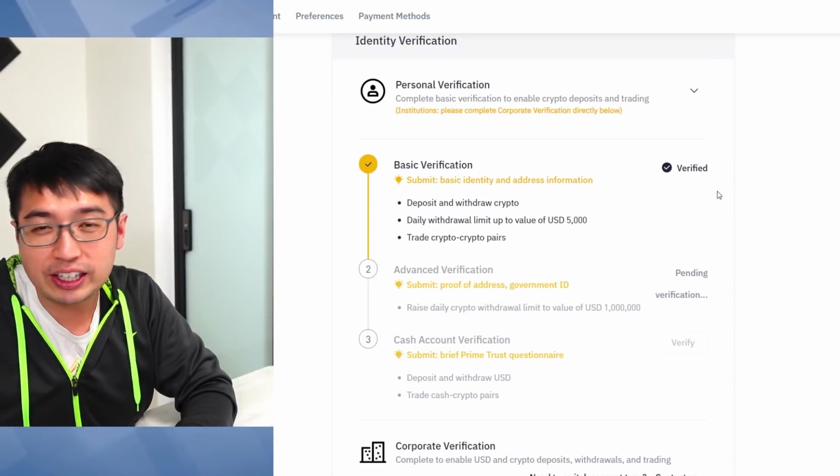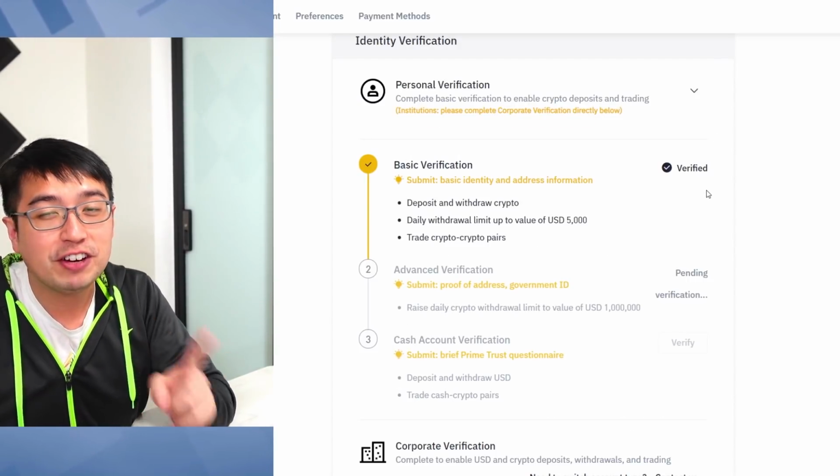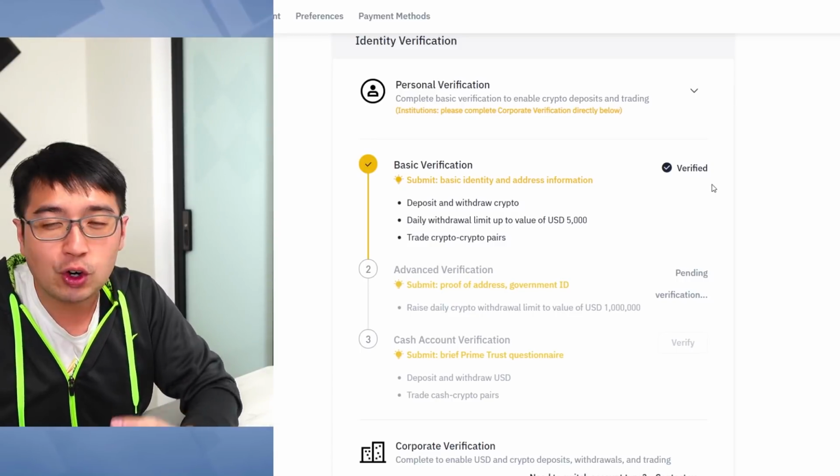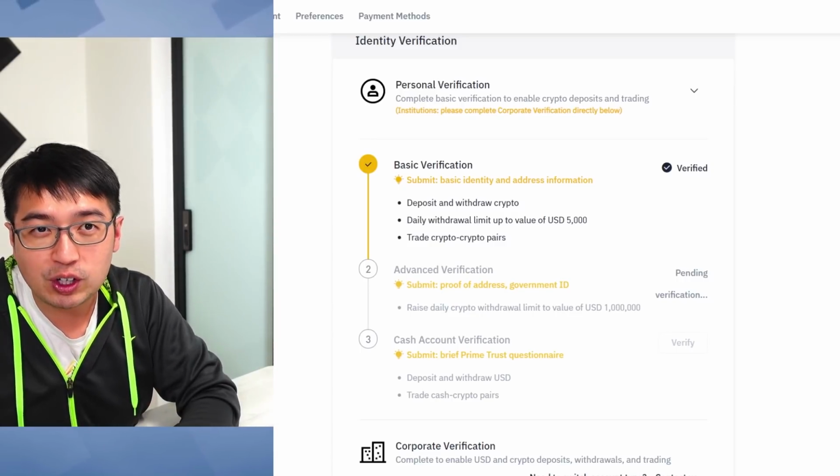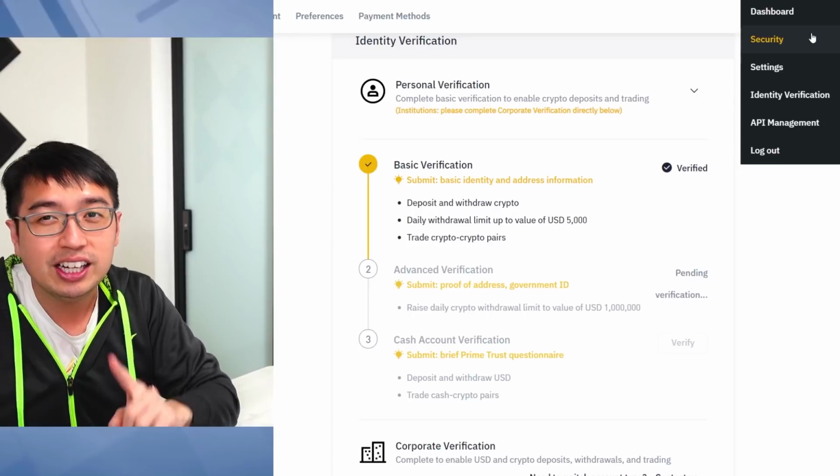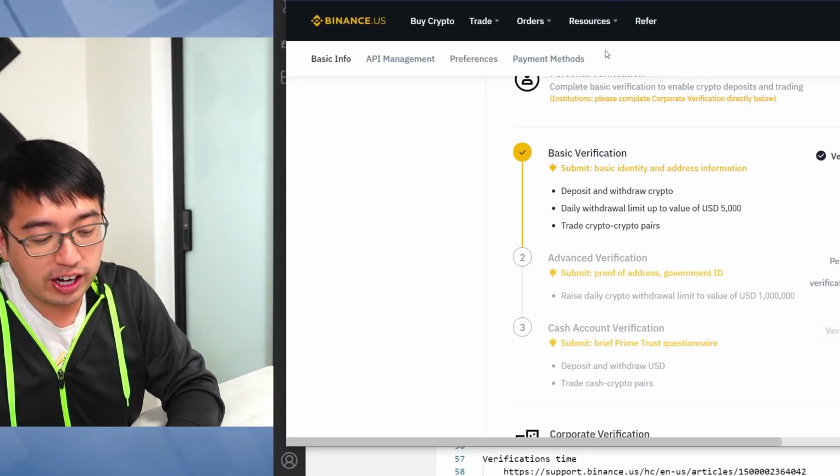Your results may vary depending on who you are, I guess. So if you cleared at least basic verification, you can fund your account through Coinbase Pro or any other platform where you have cryptocurrency. All you have to do is send money to your account. To fund your account, you have to go to your wallet.